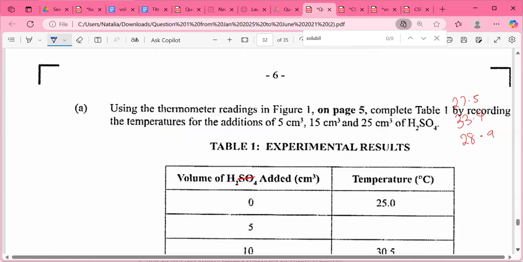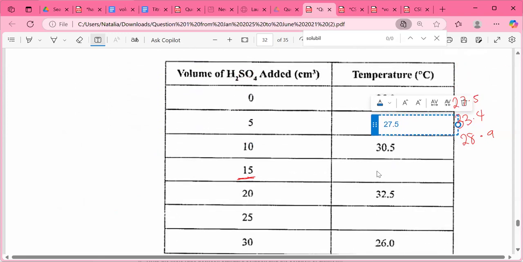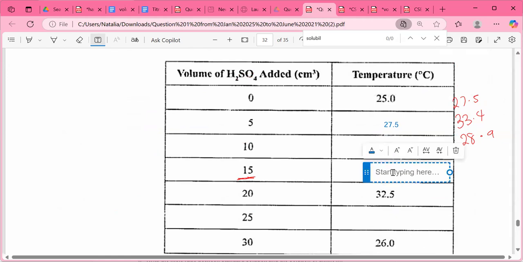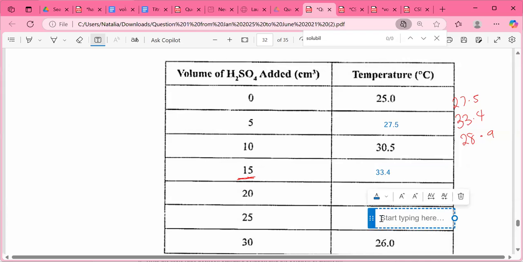Using the thermometer reading in figure 1 on page 5, complete table 5 by recording the temperature for the additional 5, 15, and 25. So we read them off, going to add them to the table. So 27.5. And then 15 is 33.4. 25 is 28.9, and 30 is 26.